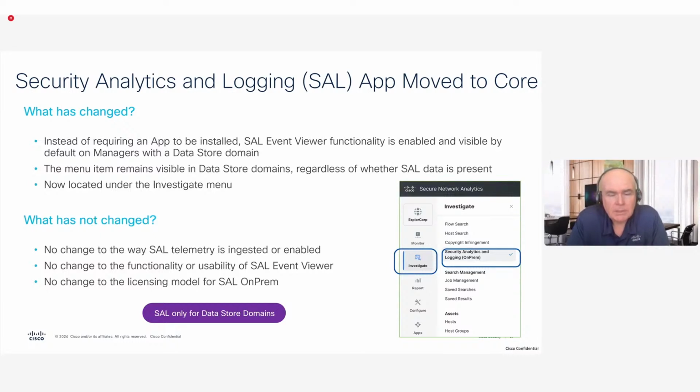The Sal app, I mentioned this already. It's no longer a separate app which you have to download from software.cisco.com. It's actually included. If you go to the investigate menu option, you'll see it pop open and you see the security analytics logging on-prem. It's already included. So no need to download an additional app on that, which is kind of good.